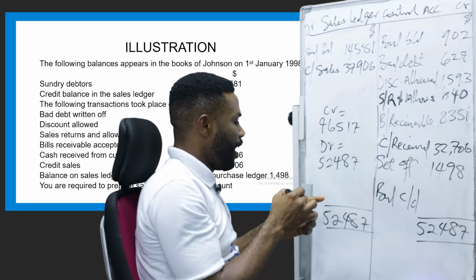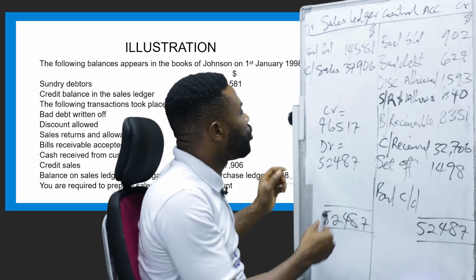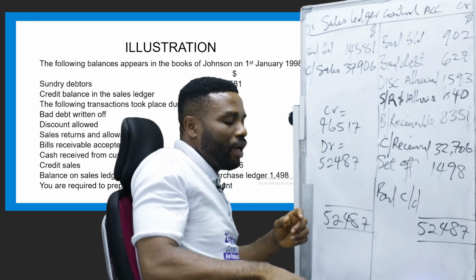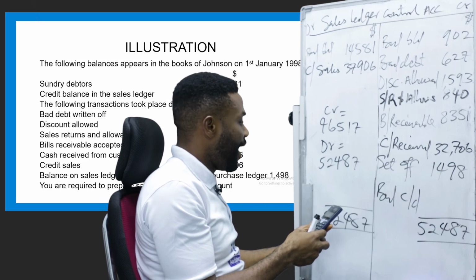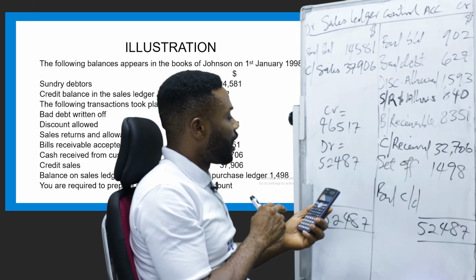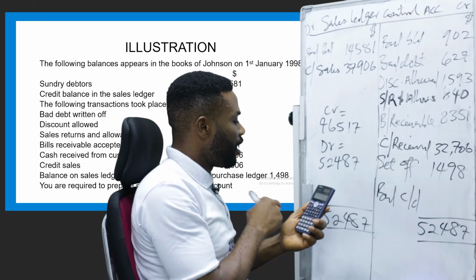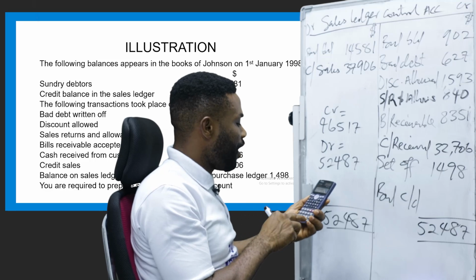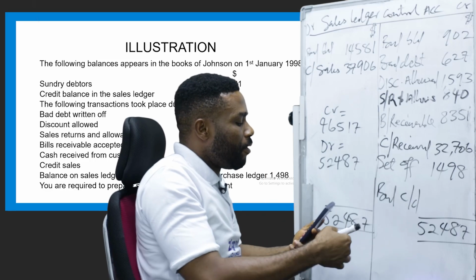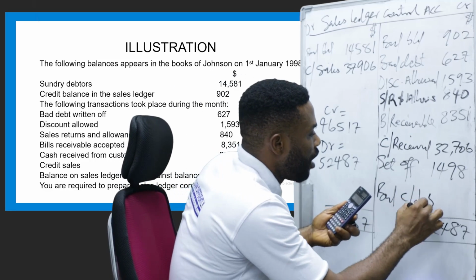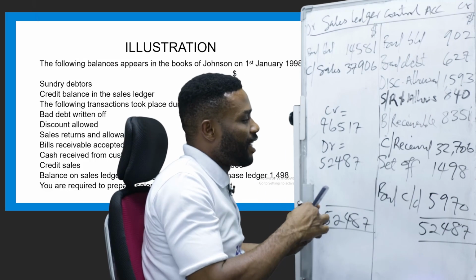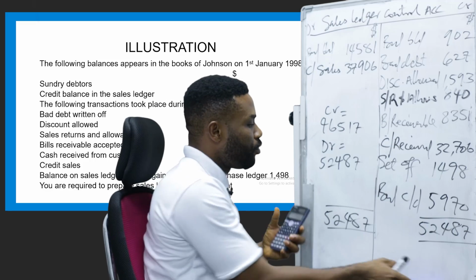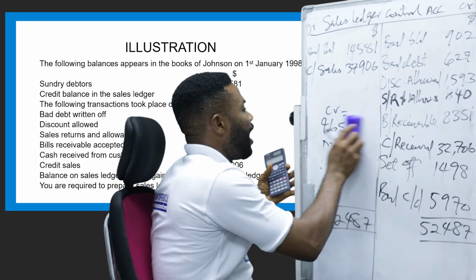Our balance carried down is simply the difference between your credit and your debit. So let's quickly subtract now. 52,487 minus 46,517. You are going to have 5,970. So this 5,970 becomes your balance carried down.